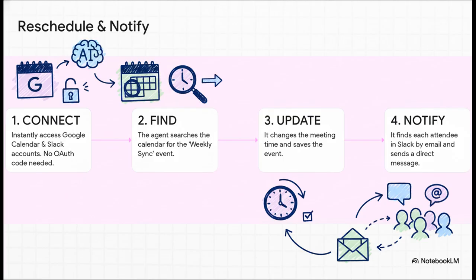But here's the real magic, that last step. The code grabs every single attendee's email from the calendar invite, looks them up in your company's Slack, and then sends each person a direct message. All that complexity, the different APIs, the authentication for both Google and Slack, it's all handled automatically. The developer just gets to write the simple logic.